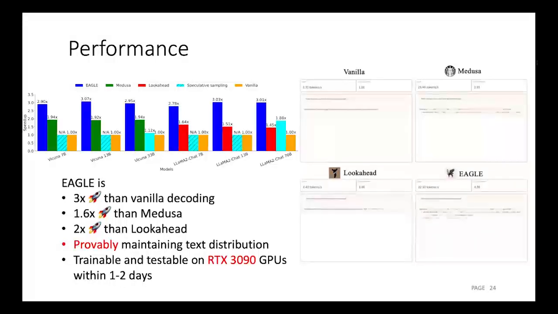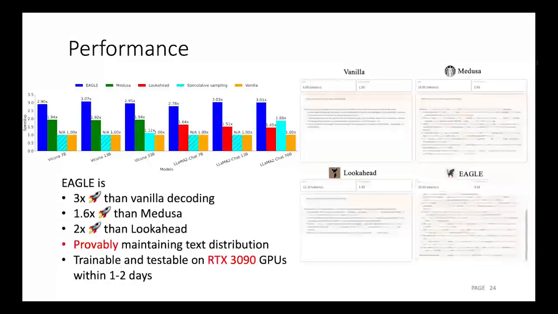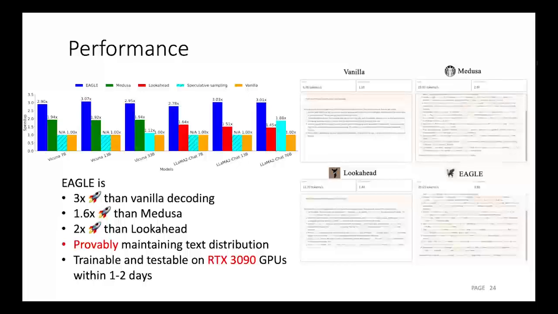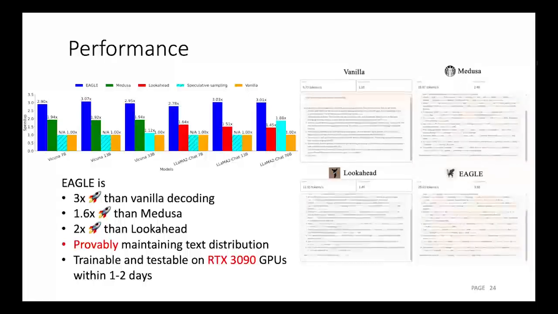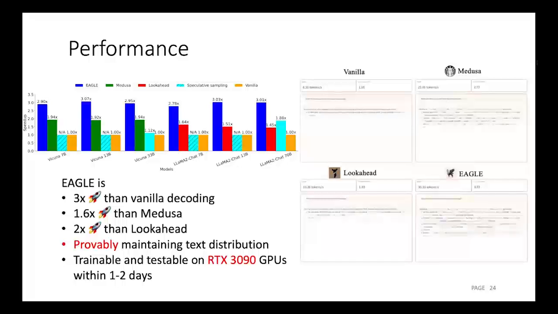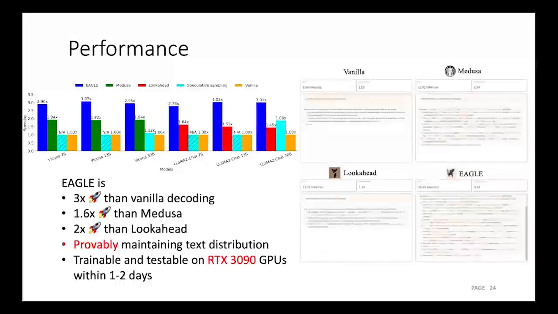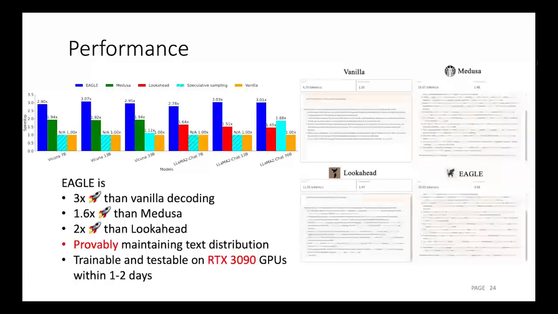Here is a video where we are given the same prompts for different methods, and we want to use the large language model to output something. We compare with some baseline methods. The top left corner is vanilla decoding. The top right corner is Medusa, one of the previous best known results. Lookahead is at the bottom left corner, and EGO is our method.